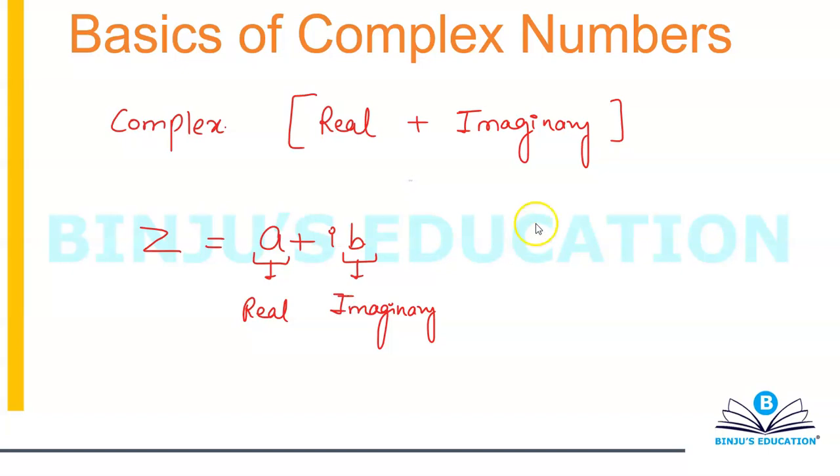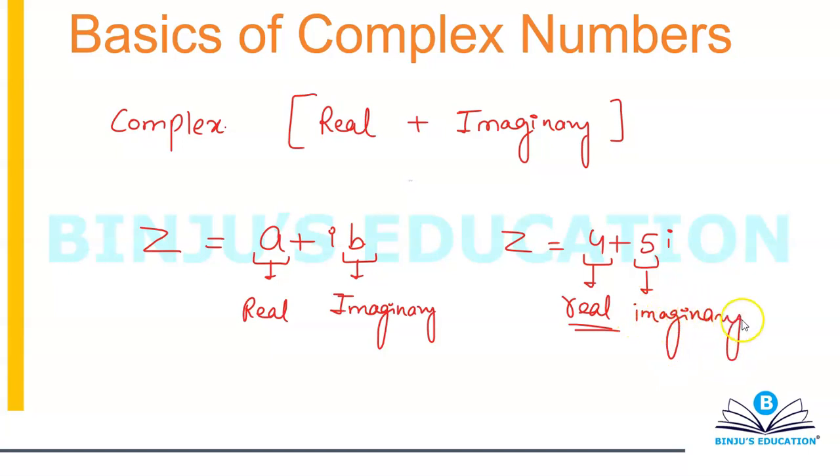For example, if you have a complex number 4 plus 5 iota, and someone asks you what is the real part, you will say 4 is the real part. If someone asks you what is the imaginary part, you will say 5 is the imaginary part. You will not say that 5 iota is imaginary, okay? Imaginary is 5, it's only 5. Iota is helping you in understanding that this part is imaginary.